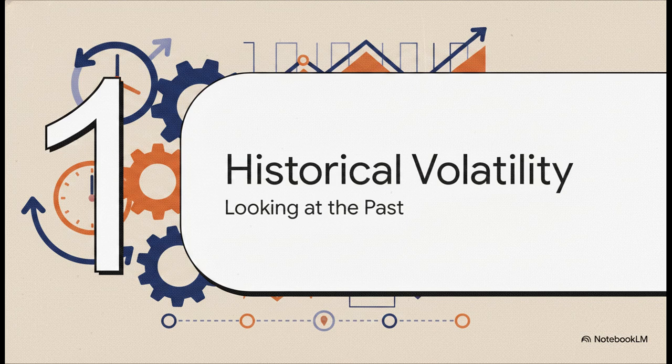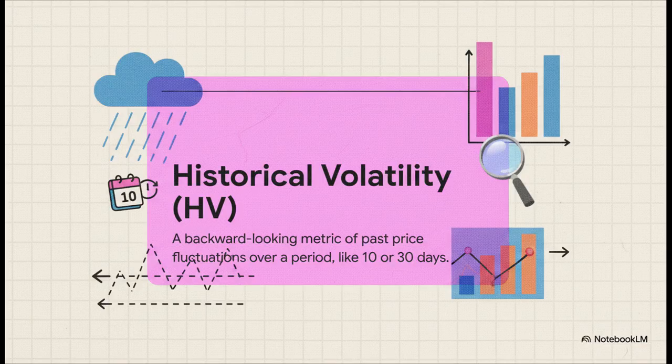So let's jump right into part 1, historical volatility, or HV. To understand where we're going, we first have to look backwards. Now, what's really interesting here is that historical volatility is purely 100% based on analyzing the past. Think of it kind of like looking at a weather report of actual rainfall over the last 10 or 30 days. It doesn't tell you if it's going to rain tomorrow. It's simply a calculation of the fluctuations that have already happened.